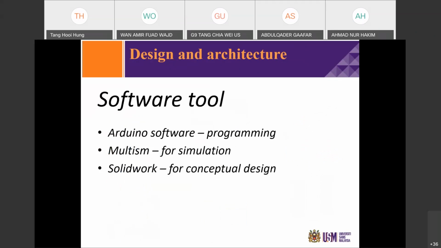So the software tools that we use are Arduino software, Multisim, and SolidWorks. The Arduino software is used to control the distance sensor, red LED, and buzzer only. Next.